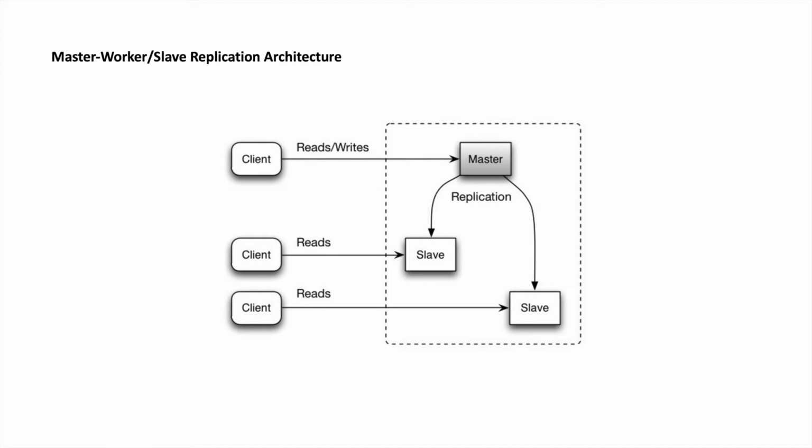Slaves can also replicate to additional slaves in a tree-like fashion. If the master goes offline, the system can continue to operate in read-only mode until a slave is promoted to a master or a new master is provisioned. This helps us with the fault tolerance of the system.